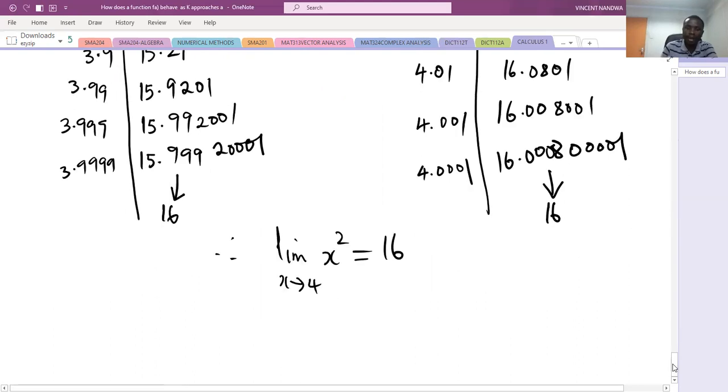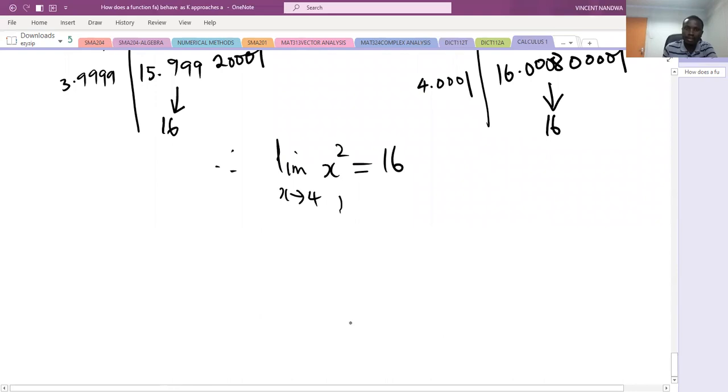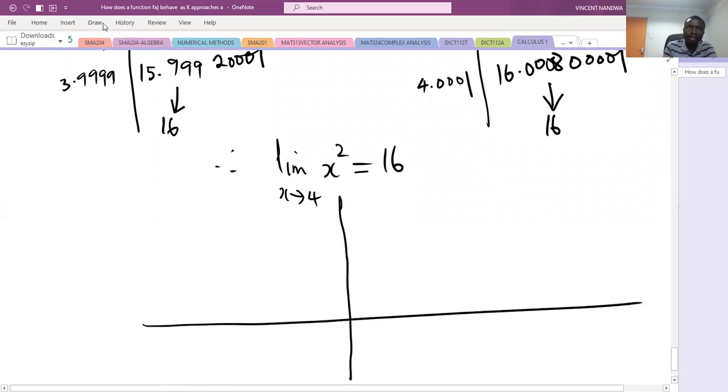And if you draw a graph for this, you see this is a quadratic function. So this is how it looks like.